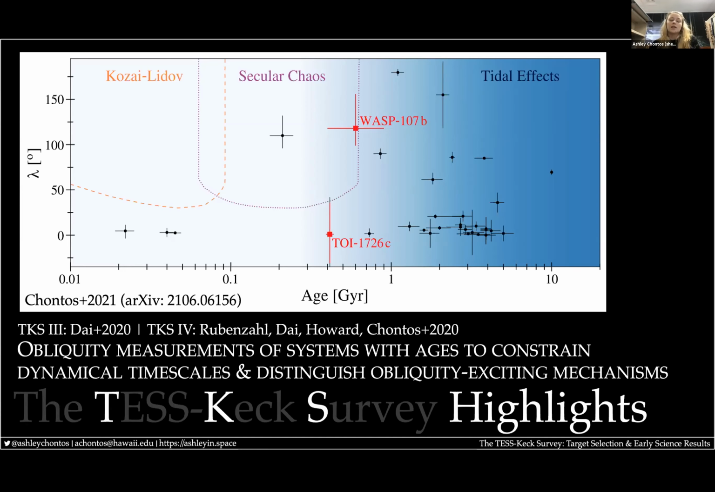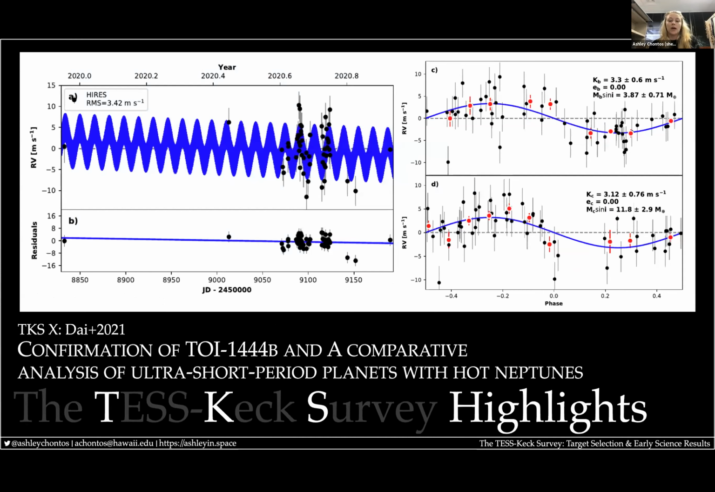And on that note, I'd like to highlight another single system publication that provides some population level insights. We're actually now at the 10th, well, beyond that, but this is discussing the 10th in the TKS series. So TOI 1444b is another sub-day period planet, and I'm showing the high-res RV time series on the left. We tried a single planet fit, but it was strongly disfavored and preferred a fit that included an additional planet at 16 days, shown on the right.